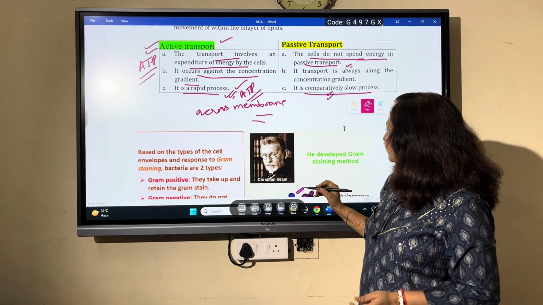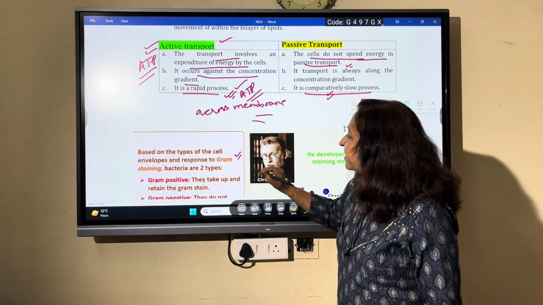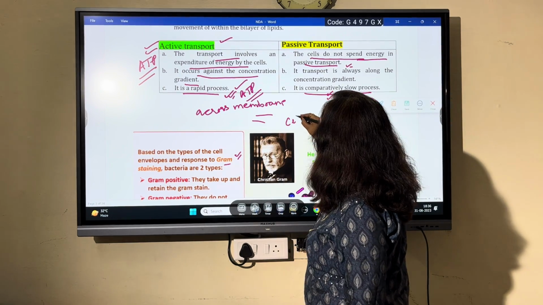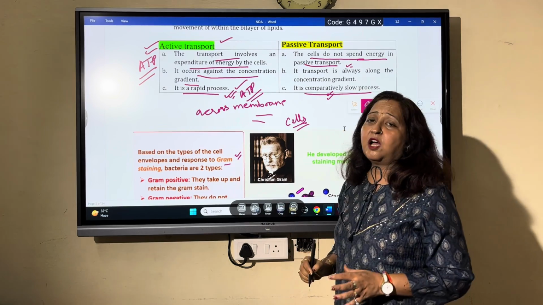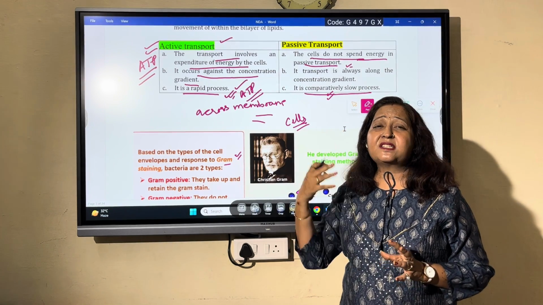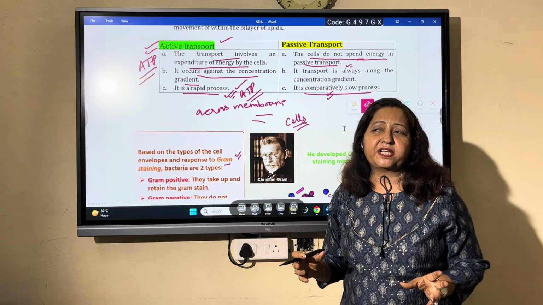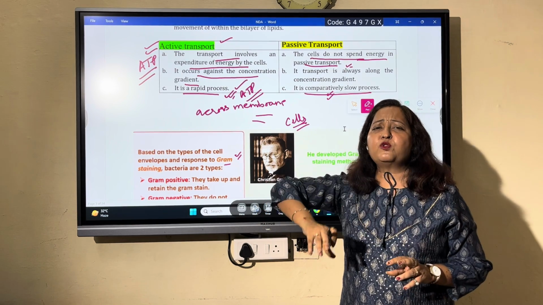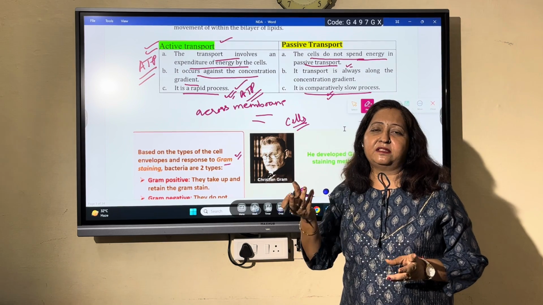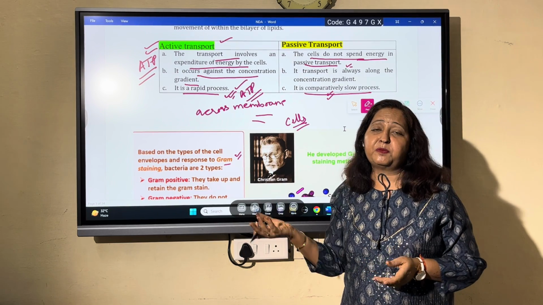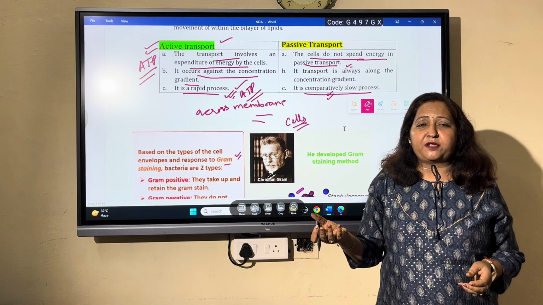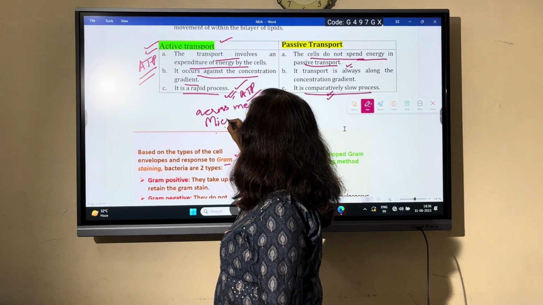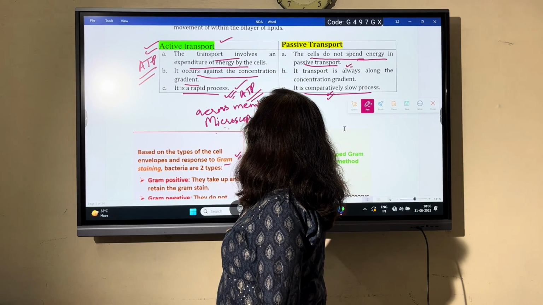Now another thing we should know is gram staining. Gram staining is a technique to stain various cells. We know that there are certain microorganisms which we cannot see by naked eye, because they are very minute, the smallest microorganisms. So how will we see these microorganisms? We will see them with the help of a microscope.